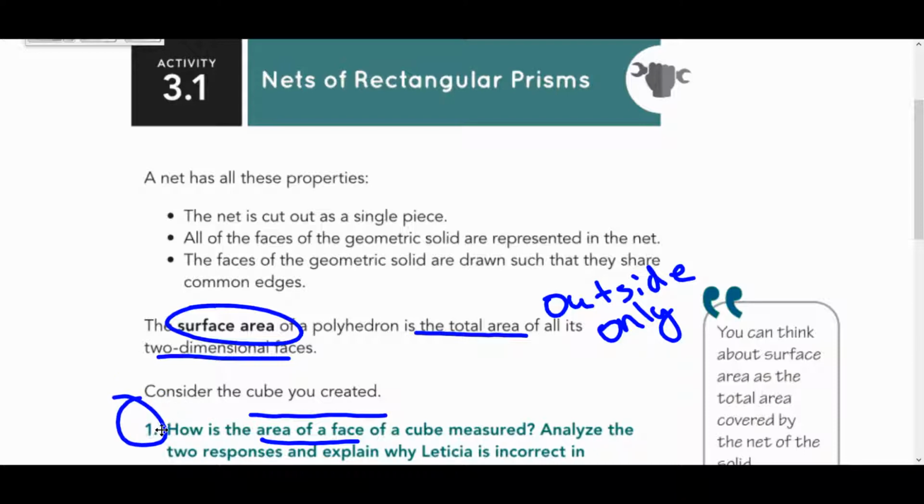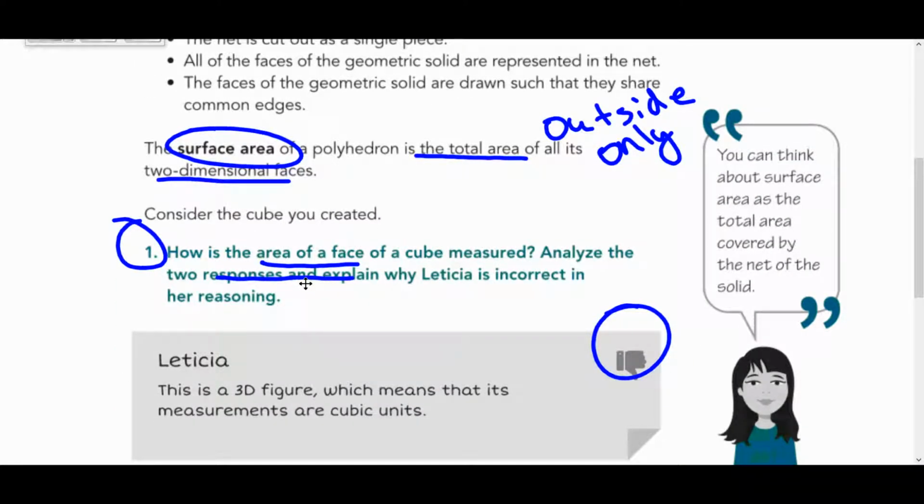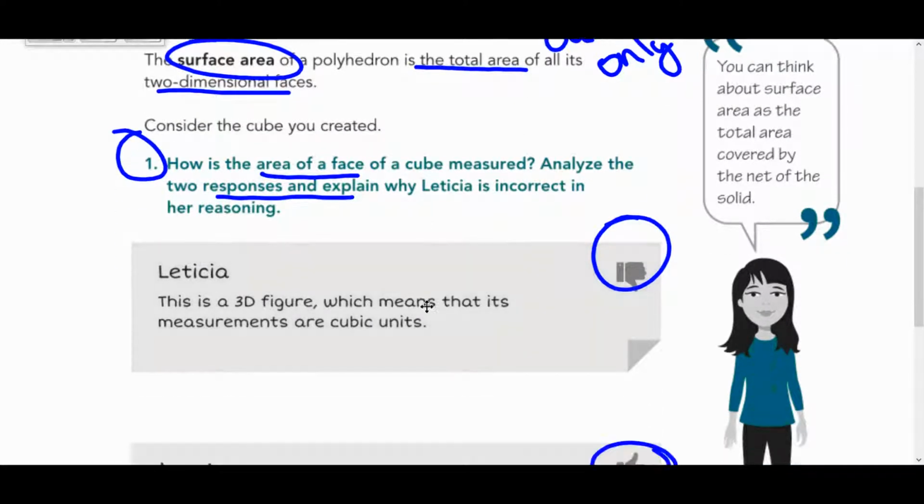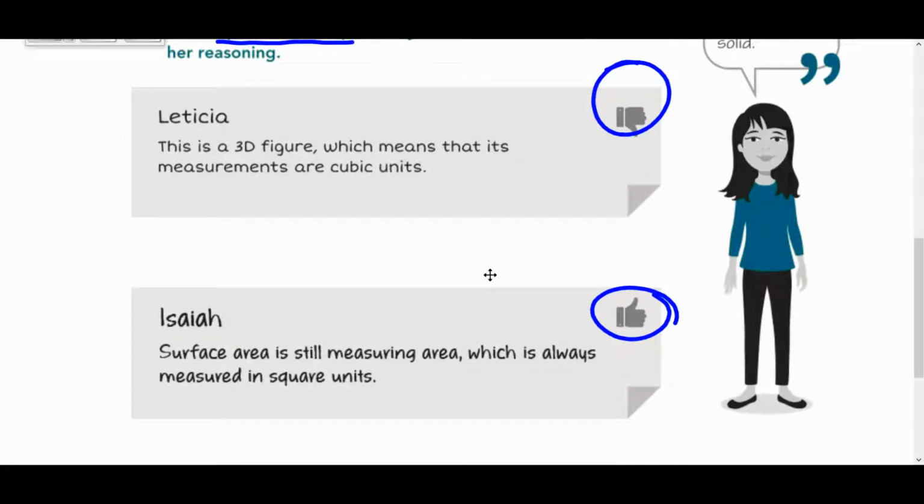All right. So I wanted you guys to look at this and look at the response of Letitia. All right, and Uncle Bob, I'm going to have you take over here and kind of explain, if a student was asked to find the area of a face of a cube, why are these responses, one correct and one's not? Okay, well, let's see.